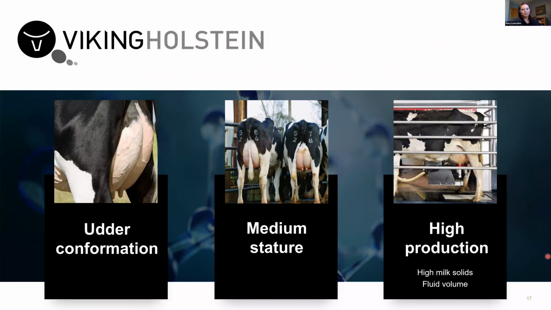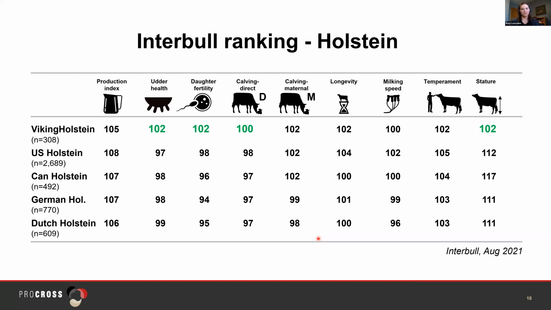Let's move on and talk about Holstein some then. The Holstein breed is a really important part of ProCROSS too. They carry the udder conformation. They've selected for that a long time, so it's no surprise they're a great udder breed. They also are the breed with the high production, high milk solids, and high fluid volume. They've been successful in selection there, of course. Viking Holstein in particular are the one breed, country breed cluster that has the more medium stature.